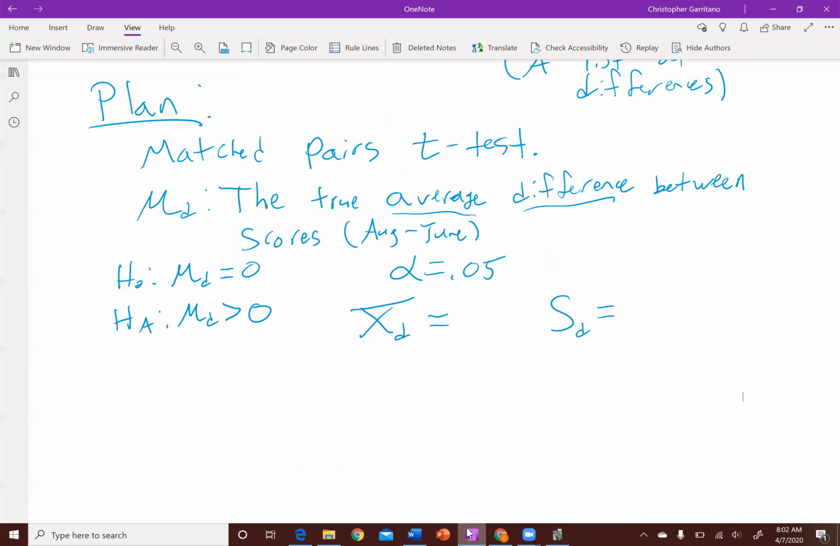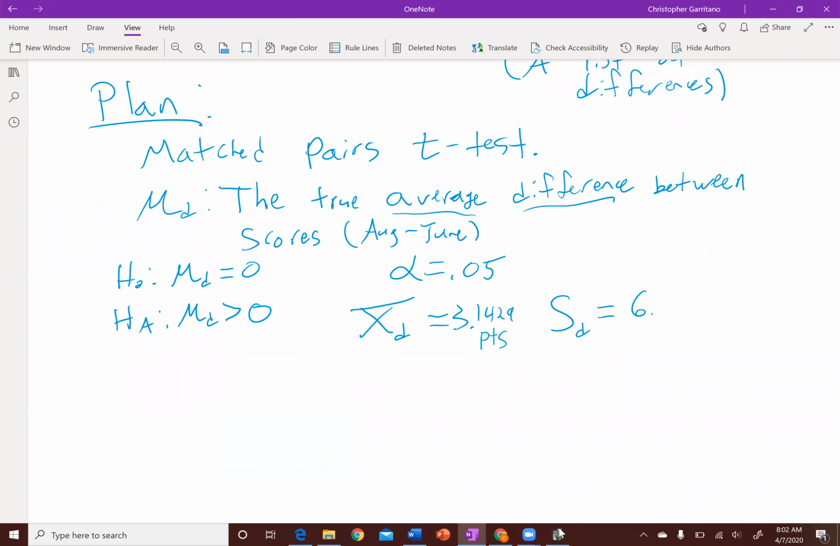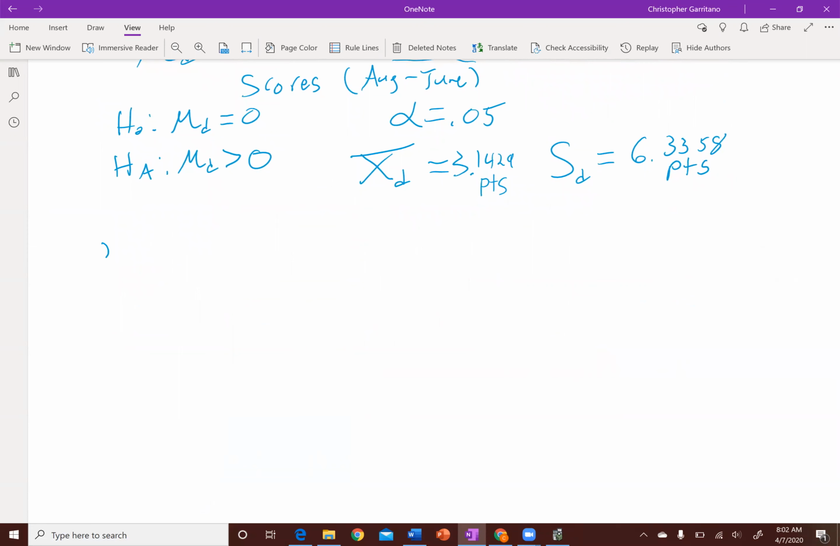3.1429. And those units are, we could say points. And the sample standard deviation was 6.3358 points. All right, and that'll come in handy a little bit later on, these numbers. Let's go ahead and justify.